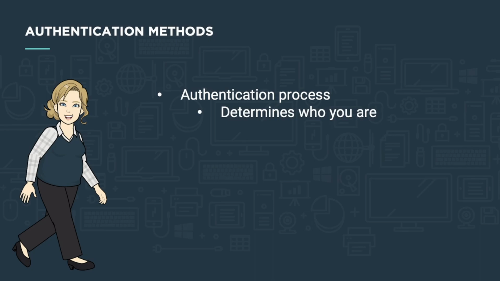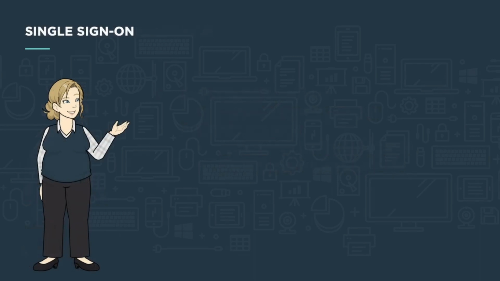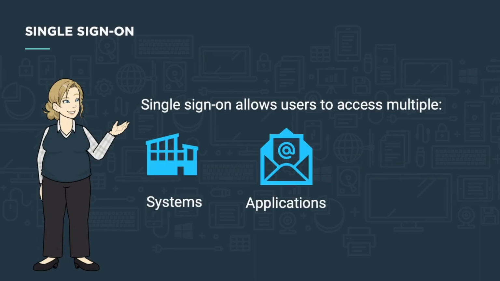The application determines your authorization level and what you can do with the application only after you authenticate to the system. Let's look at a few authentication methods you need to know as a security professional. Single sign-on, or SSO, is an authentication process that allows users to access multiple systems, applications, websites, and other resources using only a single set of credentials. With SSO, a user authenticates once using designated credentials and can access different resources seamlessly.